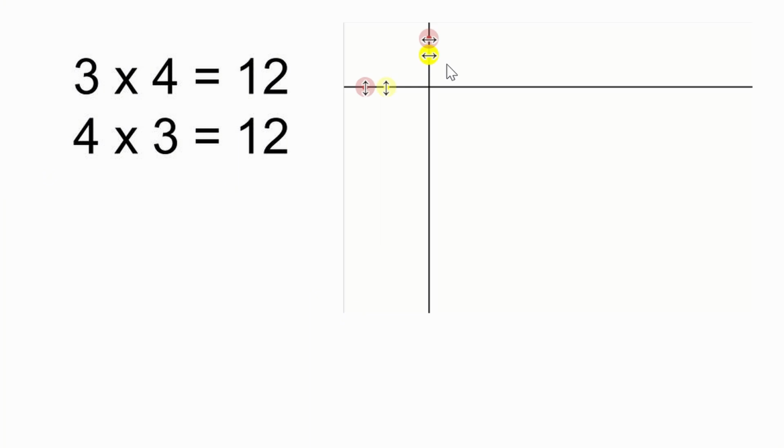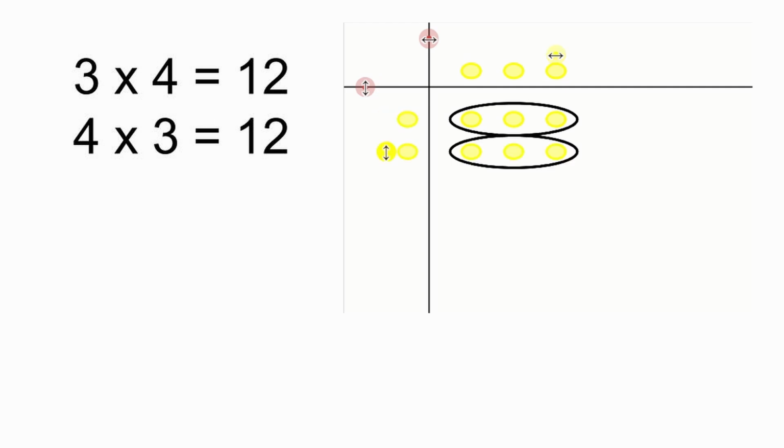So starting with my 3 objects, 1, 2, 3. I'm going to place these inside of a group. And now I want 4 groups. So times 2, times 3, times 4. 4 groups of 3, 4 times 3. And I can see that I also get a total of 12 dots. So that second equation is going to be true.